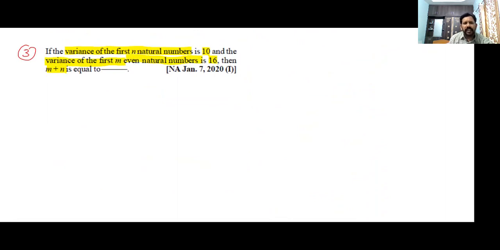Variance of first n natural numbers, even natural numbers. Either natural numbers or even natural numbers, whatever may be, are they in AP series or not? 1, 2, 3, 4, and so on. These are in AP series. Then what is the common difference? Common difference is 1. First, even natural numbers 2, 4, 6, and so on.